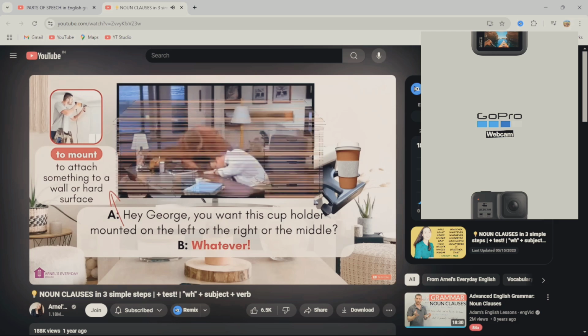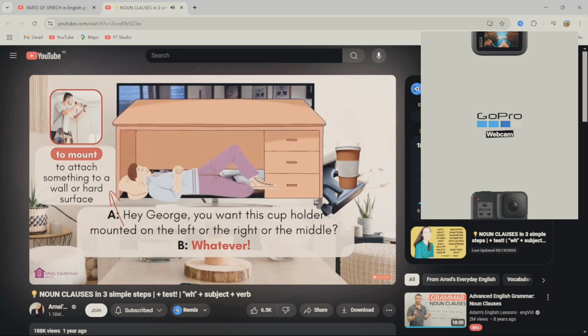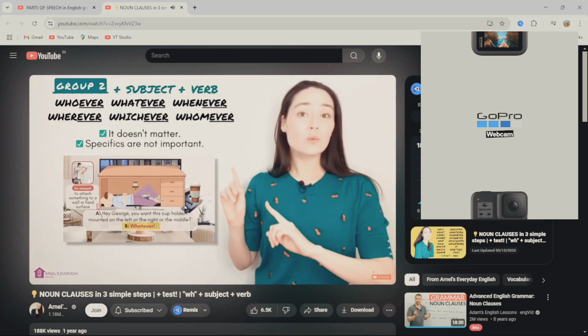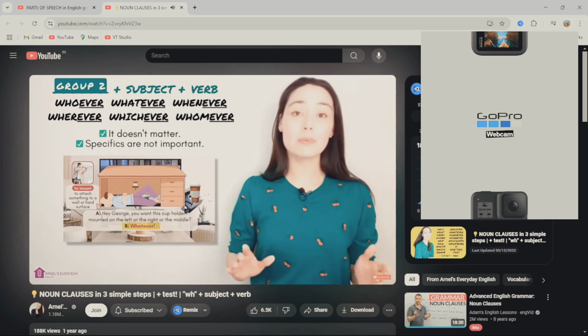And the verb mount means to attach something, usually to a wall or other hard surface. So in this show, the character is actually trying to make a place to sleep under his desk. So the man building this area asks, do you want this cup holder mounted on the left, the right, or the middle? Whatever. It doesn't matter. Specifics are not important. And don't worry, these words are not rude or impolite.